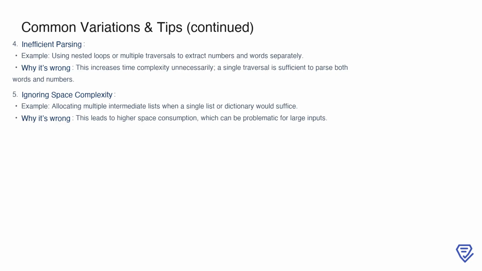Another mistake is ignoring space complexity. For instance, creating multiple intermediate lists when a single list or dictionary would do the job leads to higher memory usage. This becomes particularly problematic with larger inputs, where optimizing space usage can significantly impact performance. Always strive to minimize both time and space complexity to make your solution scalable and efficient.